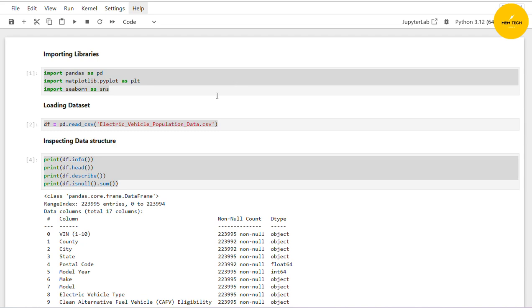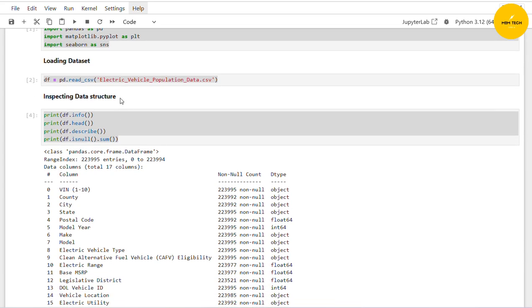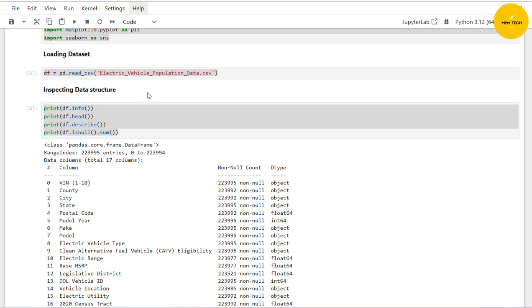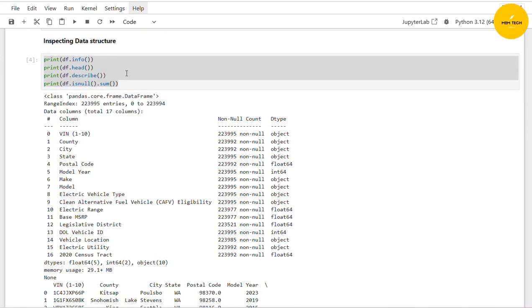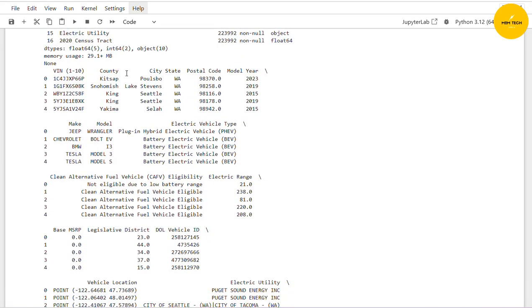So we started by importing some important libraries. This code begins by importing essential libraries like pandas for data manipulation and matplotlib and seaborn for data visualization. Next step is to load the dataset. The dataset is loaded from a CSV file named electric vehicle population data CSV, and we use the command pd.read_csv. Basic information about the dataset is displayed using df.info, df.head, and df.describe to understand its structure and summary statistics, as you can see here.